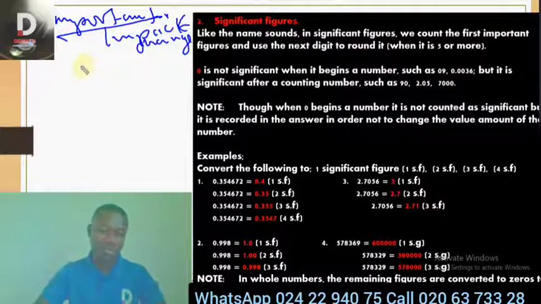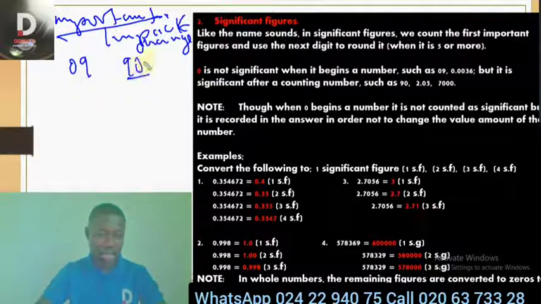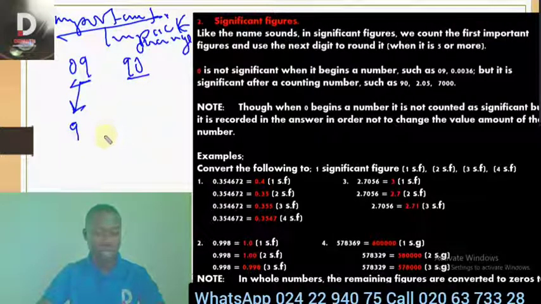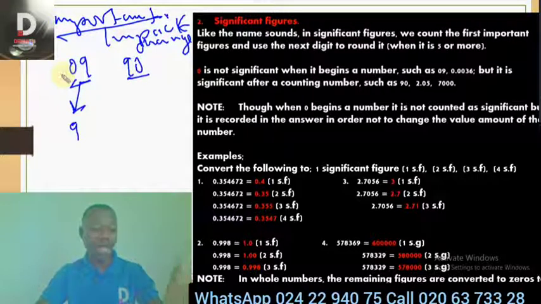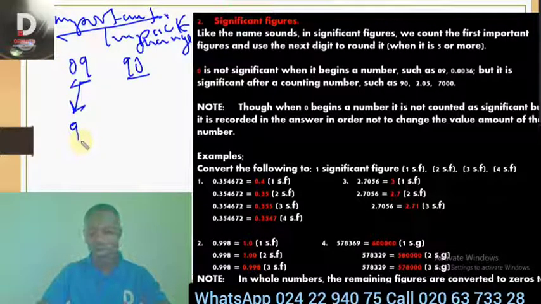09 and 90. This is 90, right? You can't clear off that. If you clear off this, it becomes what? 9. But I can still write this one as 09. You know it. It's the same value. Isn't it? Yes. So what do I mean? When zeros come before counting numbers, only zeros in front of counting numbers, the zeros are insignificant. They are not important. Therefore, we don't count.